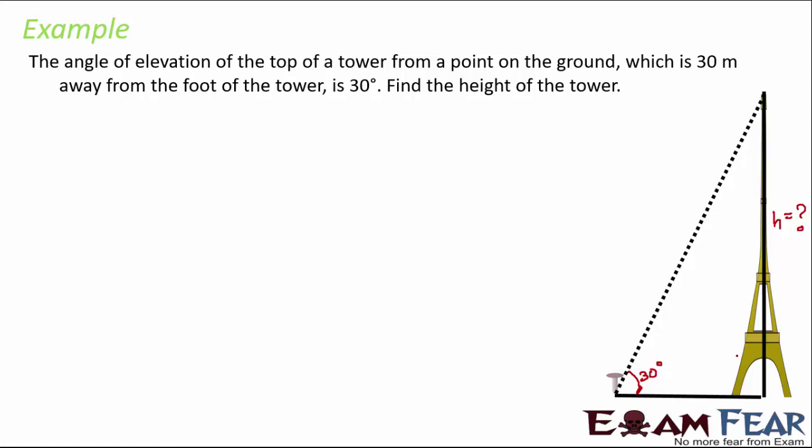The angle of elevation of the top of a tower from a point on the ground which is 30 meters away from the foot of the tower is 30 degrees. Find the height of the tower. So this is the tower, and the height of this tower has to be calculated.